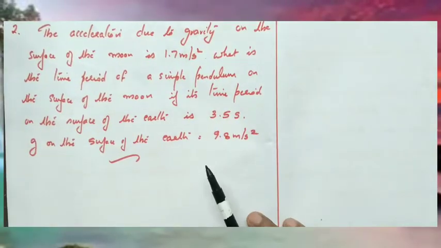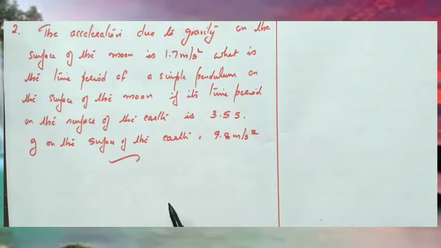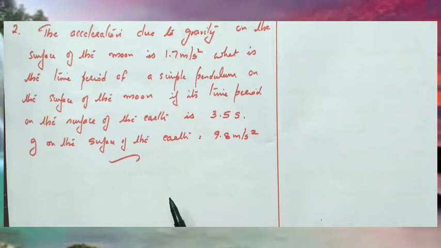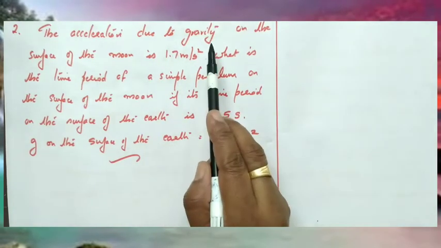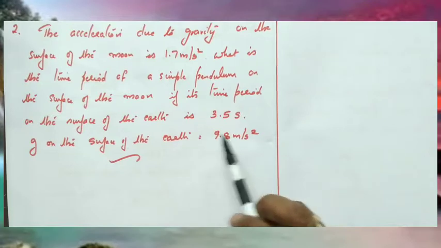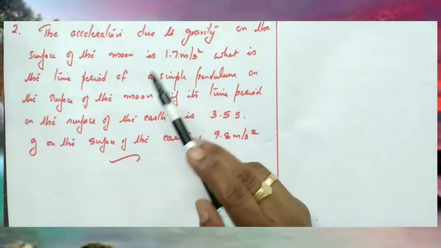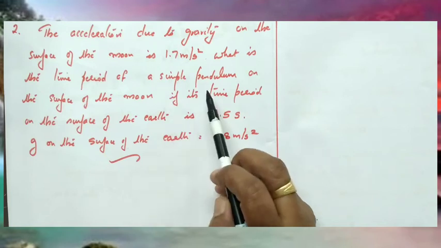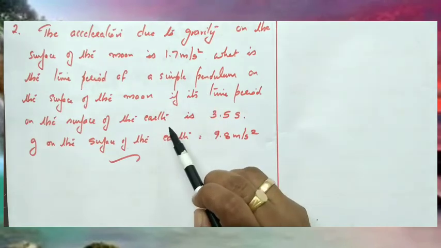Now next question: the acceleration due to gravity on the surface of the moon is 1.7 meter per second square. What is the time period of the simple pendulum on the surface of the moon if its time period on the surface of the earth is 3.5 seconds? Acceleration due to gravity on the surface of the earth is 9.8 meter per second square. Here acceleration due to gravity on the surface of the moon is given, and on the earth we also know. The time period of the simple pendulum on the surface of the moon we have to calculate, and the time period of the simple pendulum on the surface of the earth is given.